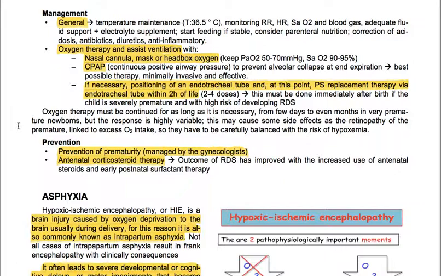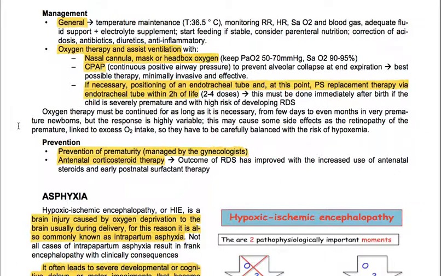Oxygen therapy must be continued for as long as it is necessary, from a few days to even months in very premature newborns, but the response is highly variable. This may cause some side effects, such as retinopathy of prematurity, linked to excessive oxygen intake, so they have to be carefully balanced with the risk of hypoxemia.